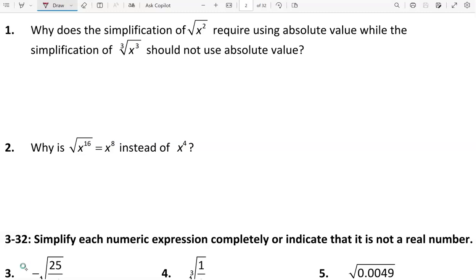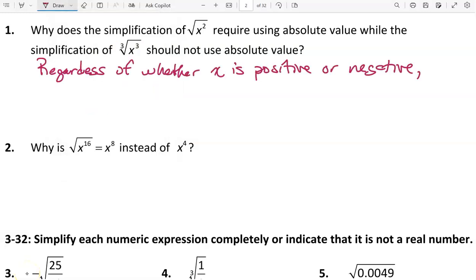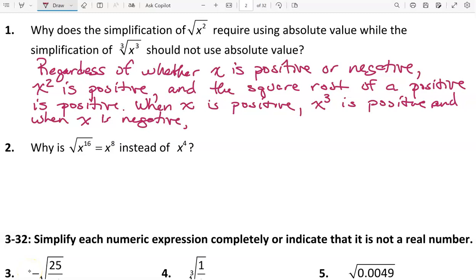And that is because, regardless of whether x is a positive number or a negative number, x squared is positive, and the square root of a positive number is another positive number. When x is positive, x cubed is also positive, and when x is negative, x cubed is also negative.